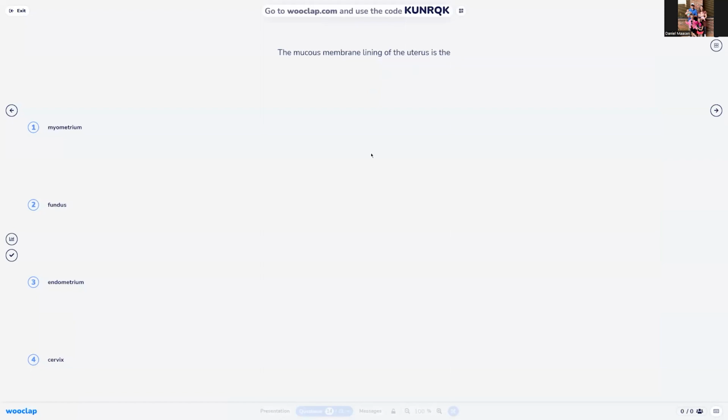The mucous membrane lining the uterus is the what? Myometrium, fundus, endometrium, or cervix.